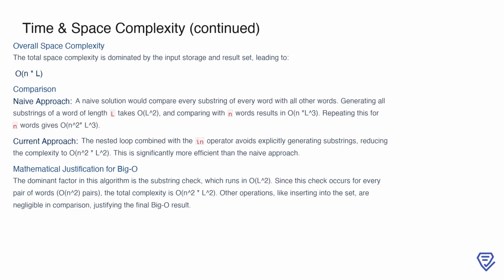Finally, the mathematical justification for this big O result lies in the substring check, which operates in O(L²) and dominates the runtime. Since it occurs for each pair of words, the overall runtime scales as O(n²·L²), with all other operations being negligible in comparison.